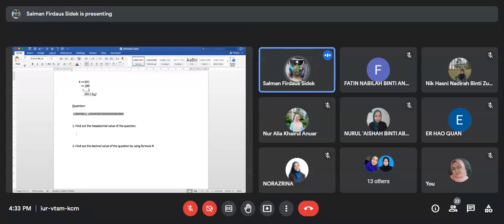Cepat dek, senang ni. Teknik apa ni? Binary kepada hexsa guna teknik apa? Guys, dah habis 3 minit. Binary kepada hexsa guna teknik apa? What is the technique used to convert binary to hexa?